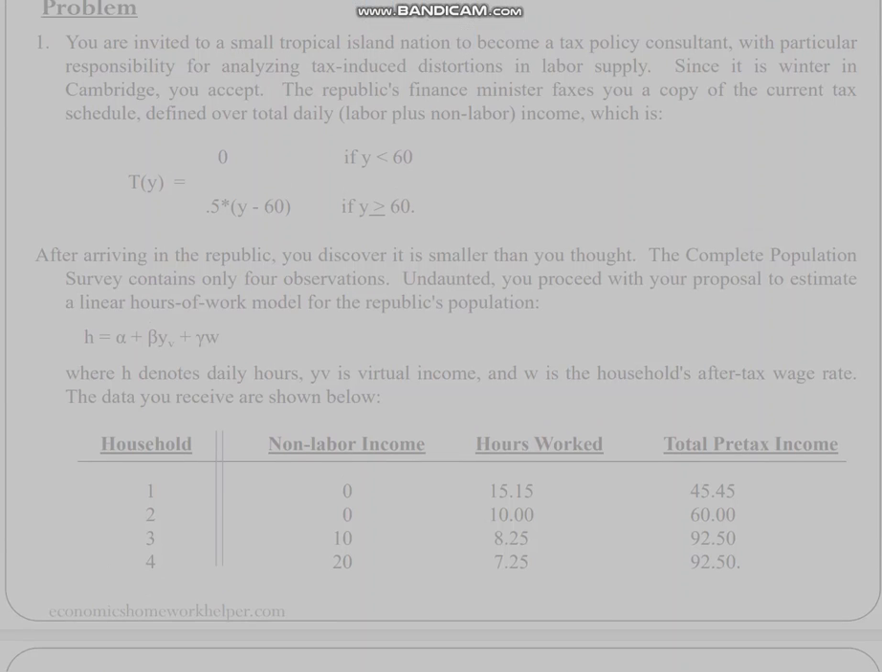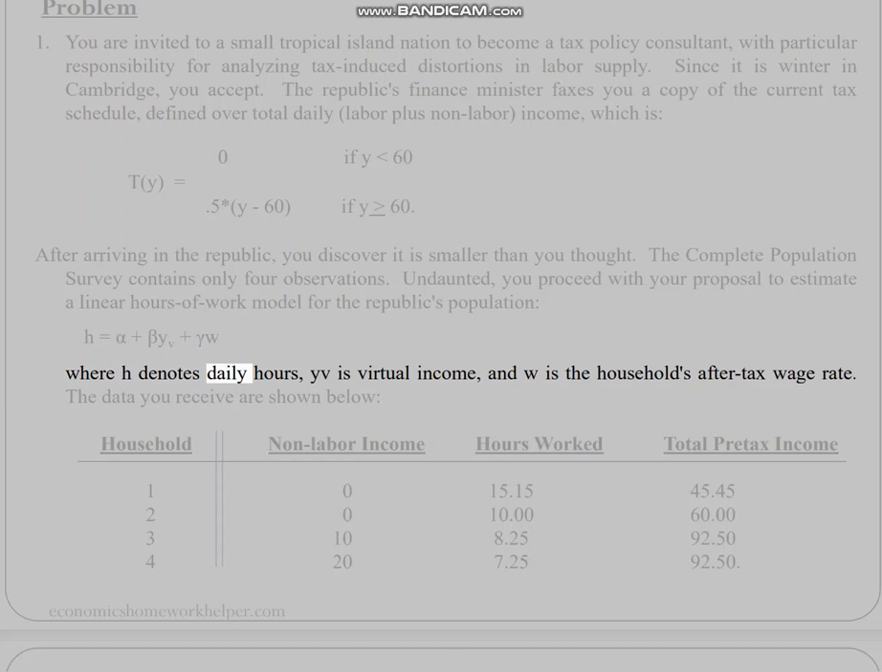Problem. y equals 0 if y is less than 60. 0.5 times (y minus 60) if y is greater than 60. A linear hours of work model for the Republic's population.